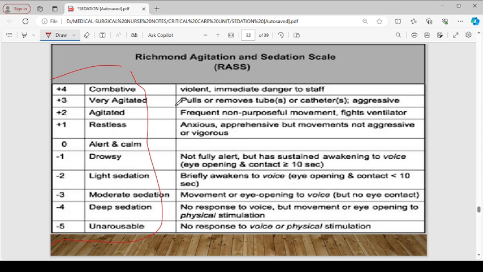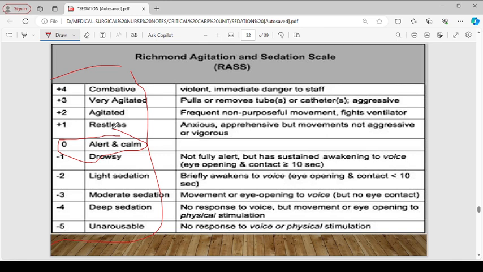Okay, and that is for a normal, typical patient, like you and me at rest, who will be alert and calm. If they are drowsy, that is not fully alert but has sustained awakening to voice, e.g. eye opening and contact for more than 10 seconds, we could say -1. If they are experiencing light sedation, that is briefly awakens to voice, okay, that's eye opening and contact less than 10 seconds, we could say that's -2. If they're having moderate sedation of -3, that means movement or eye opening to voice but no eye contact.